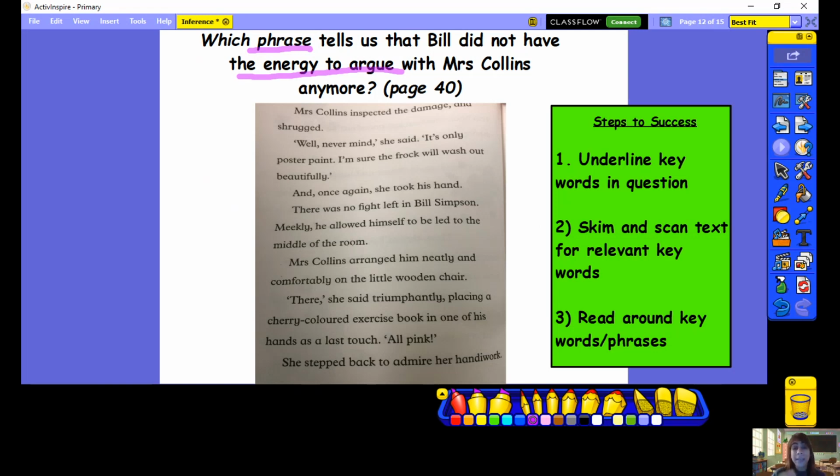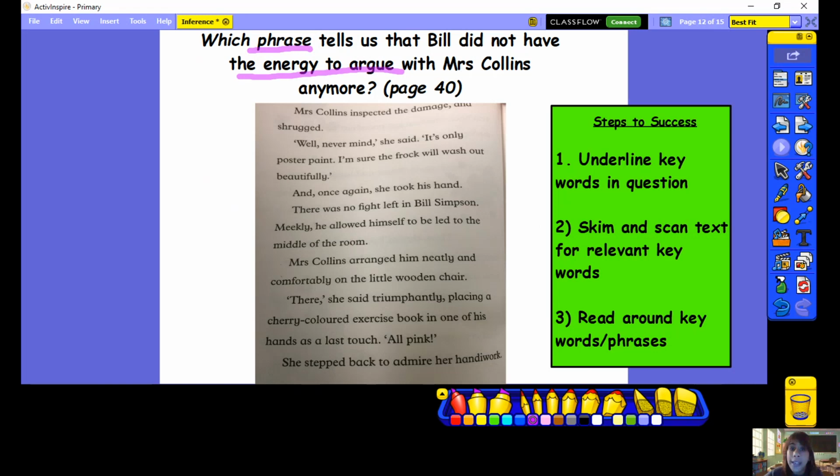So now I've underlined my keywords. I'm going to skim and scan, which means I'm going to read quite quickly down that text, not how I read before, but looking for any keywords that might help me answer that question. And not have the energy.